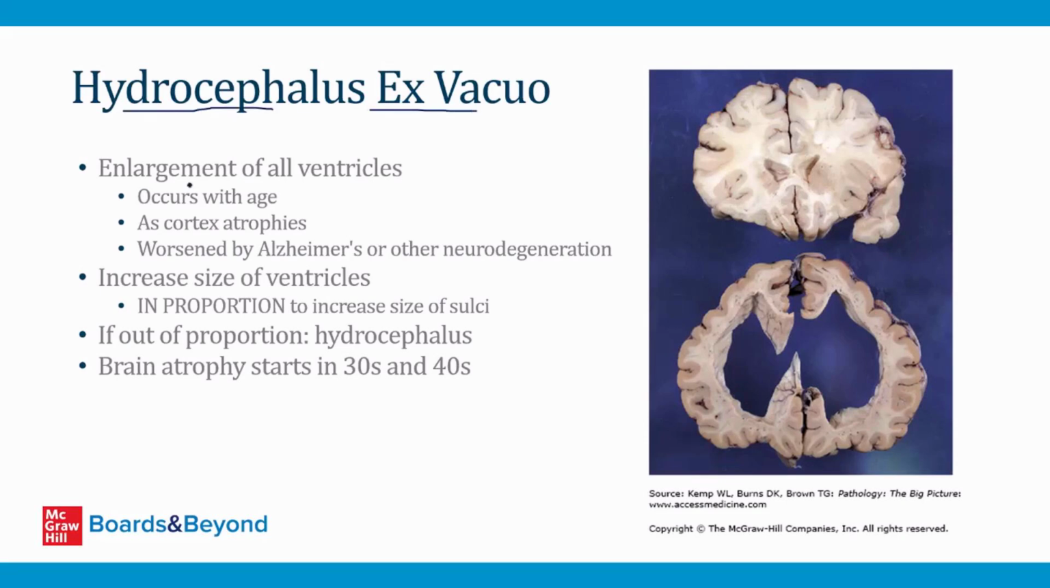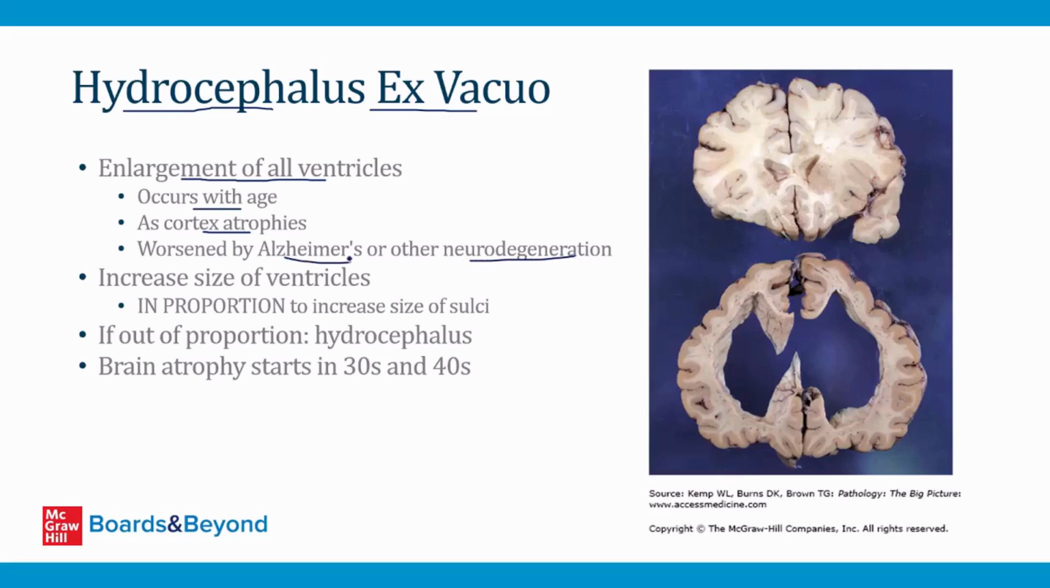hydrocephalus ex vacuo. This refers to enlargement of all the ventricles, but it's not due to the buildup of CSF. It's caused by atrophy of brain tissue, making the ventricles appear larger. This occurs with aging to some degree as the cortex atrophies, but it's much worse in patients who have some type of neurodegeneration disorder like Alzheimer's.